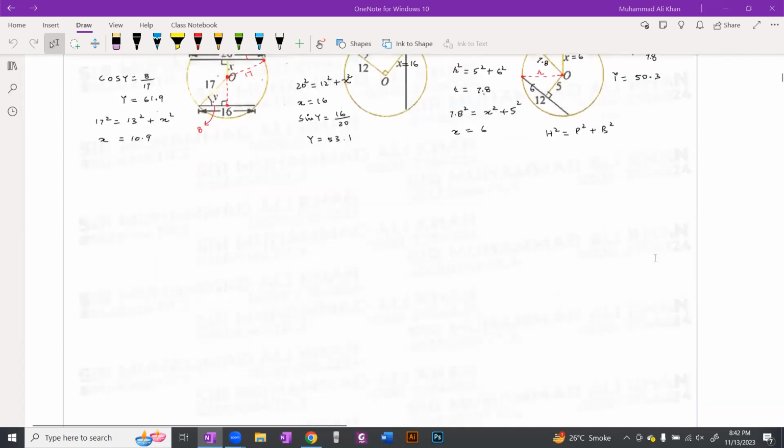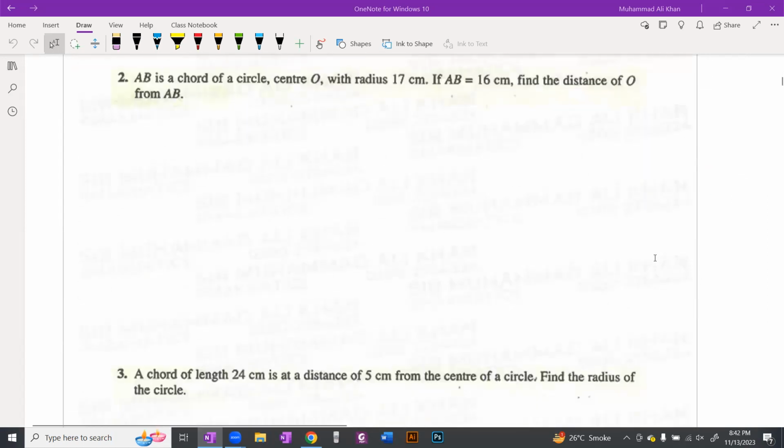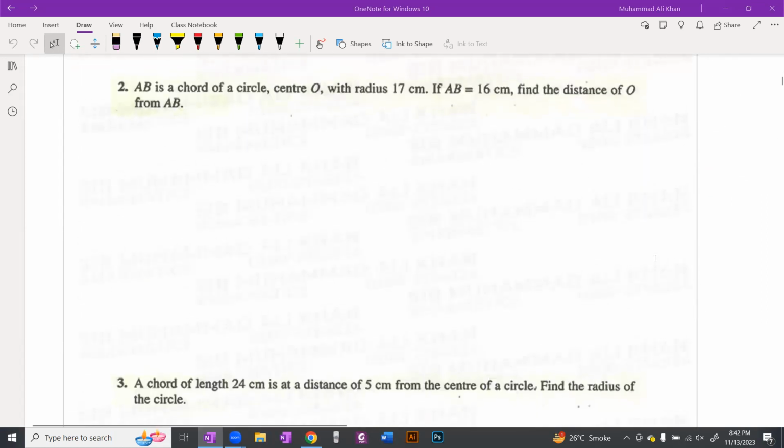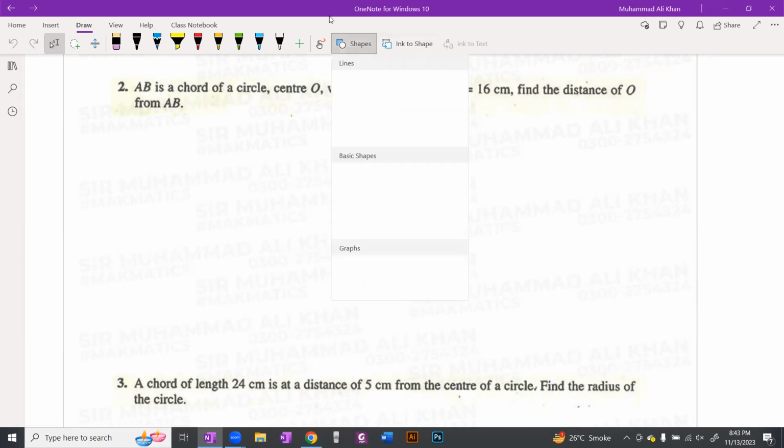Now we are doing some more questions, like question number 2 of the same worksheet. In the question, AB is a chord of a circle with center O with radius 17. If AB is 16, find the distance of O from AB.